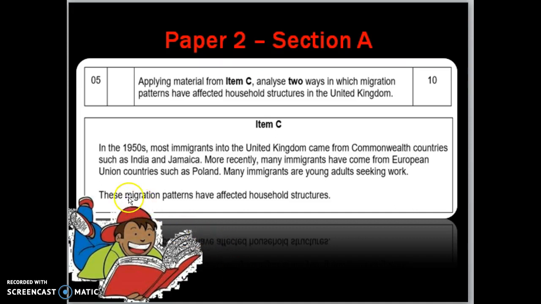Once again, the final sentence, "migration patterns affect the household structures", is just another reminder to link back to the question, e.g. how does it affect household structures, to get the application marks. You could gain analysis by comparing the different groups, so Indian compared to Jamaican families, and analysing the extent to which the patterns remain true.